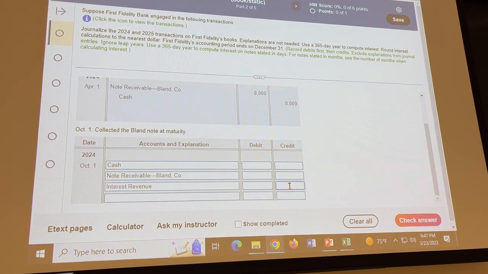So we credit interest revenue for $400. We credit note receivable for $8,000, and then adding those 2 figures together, the amount that we debit to cash would be $8,400.